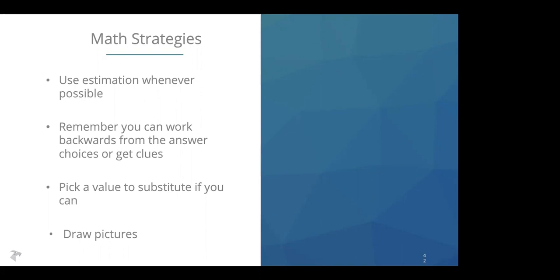Sometimes the math questions may seem challenging to solve abstractly. In cases like these, it can be helpful to use actual numbers to determine the answer. And finally, drawing pictures is a powerful strategy for word problems and for questions with shapes and graphs.